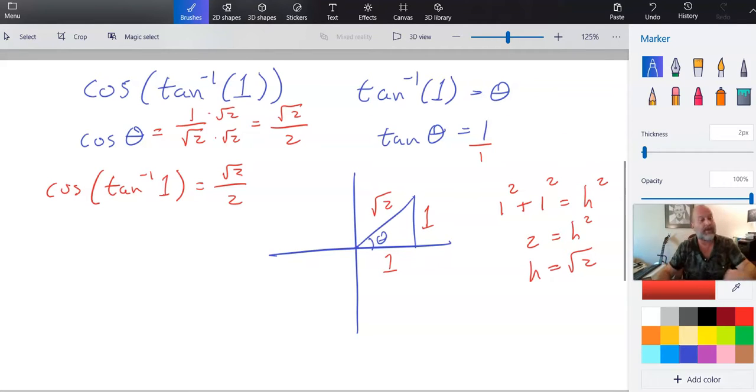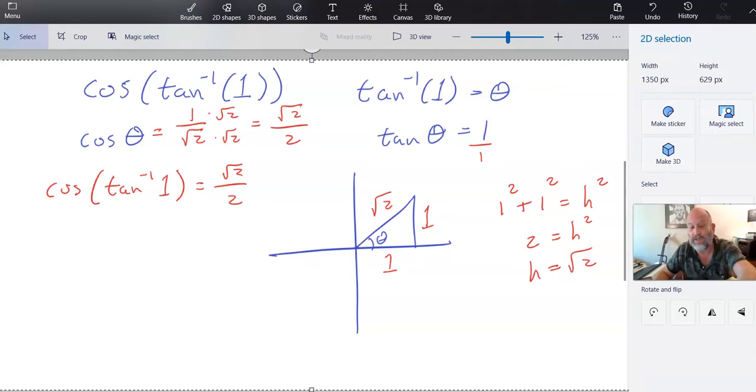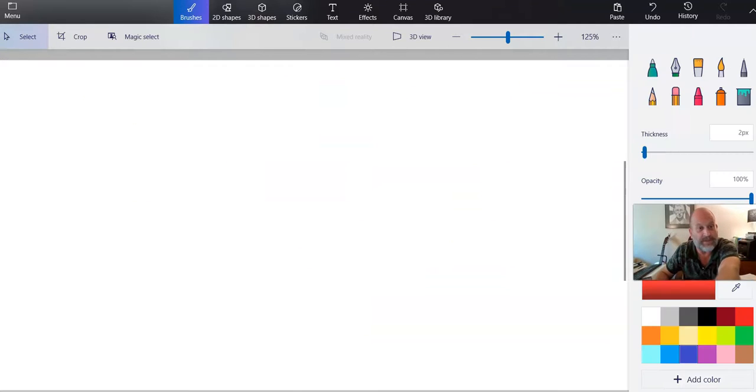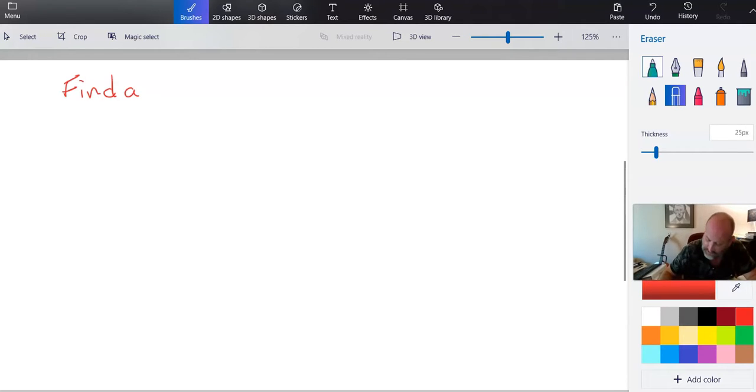Okay, so let's go ahead and take a look at the next one. And this one should be interesting. So let's see what we got here. So let's say I want to find an expression, and they don't say this, but it's a non-trig expression they're looking for.